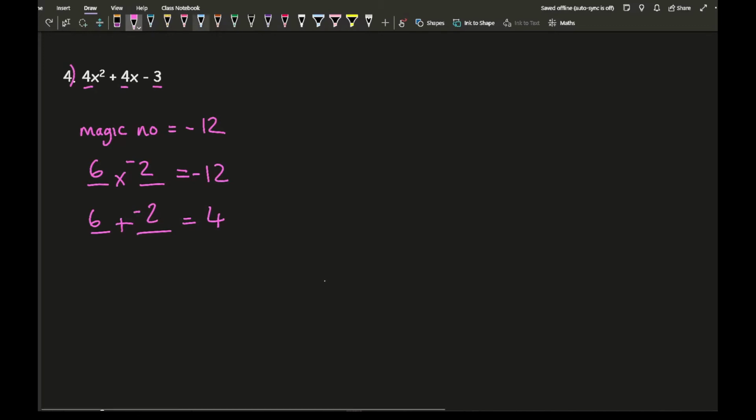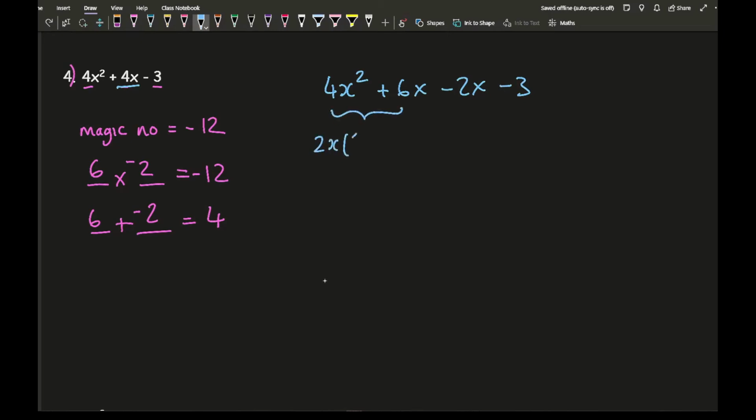So from this, what we then need to do is swap our positive 4x with 6x and minus 2x. So here I've got 4x squared plus 6x minus 2x, and that's going to be minus 3. Then factorising the pairs, I've got 2x, and I'm going to end up with 2x plus 3, and minus, and then it's going to be a 1, 2x plus 3. And then from this we've got 2x minus 1, and I've got 2x plus 3 as my final answer.